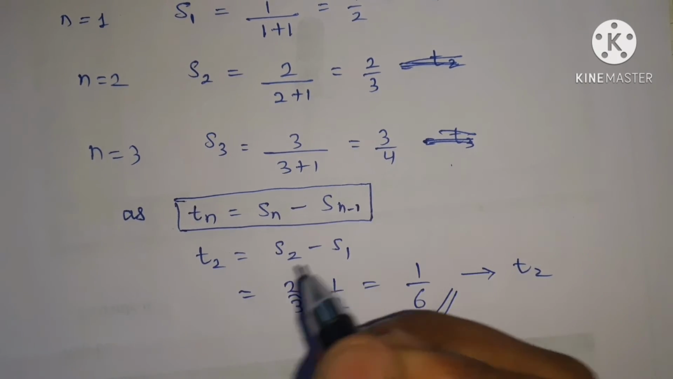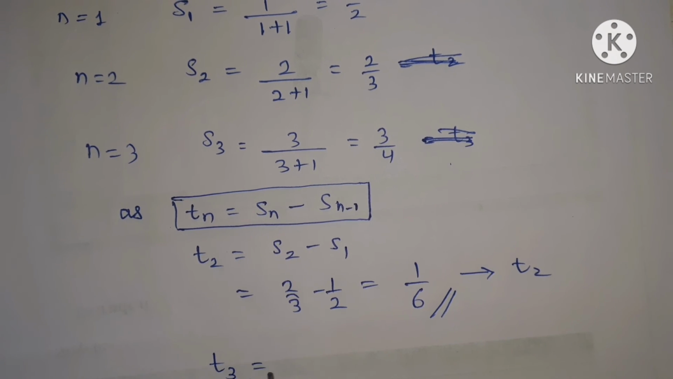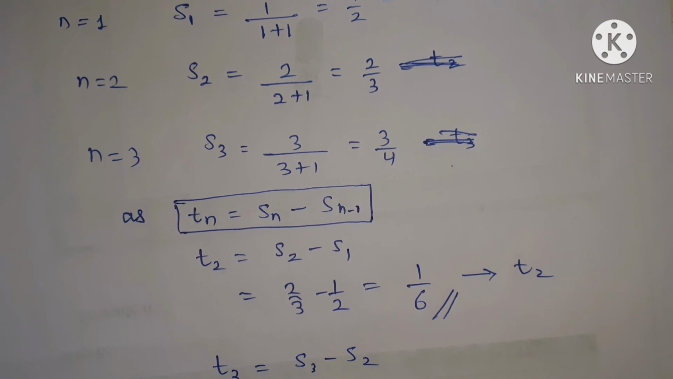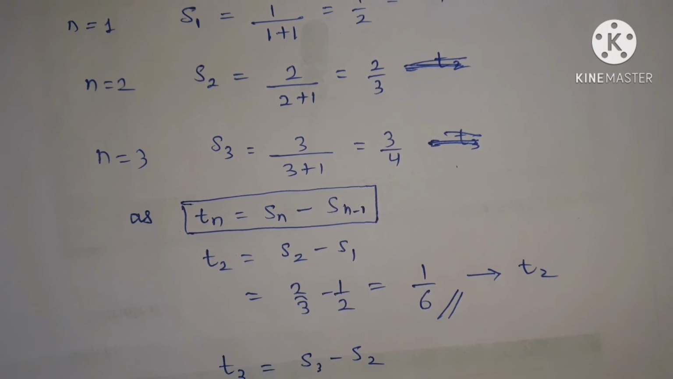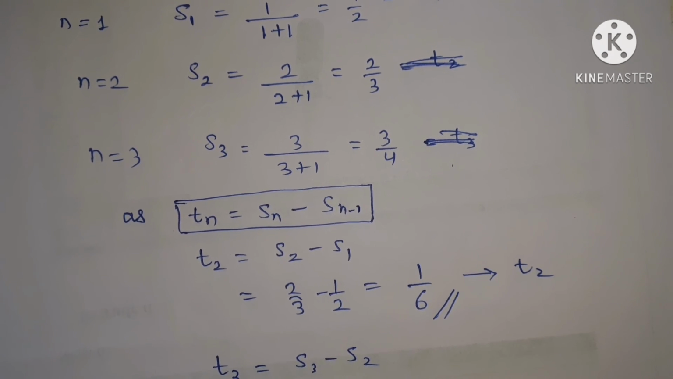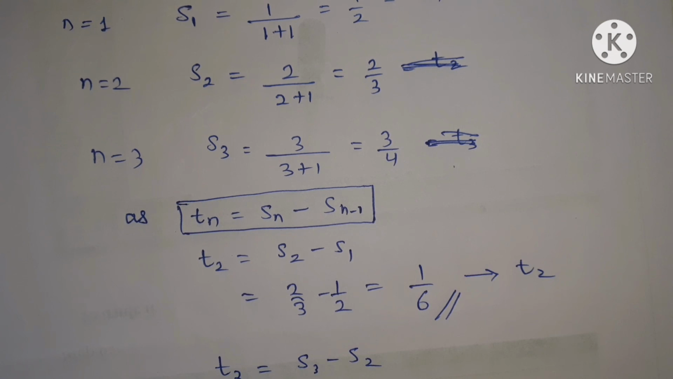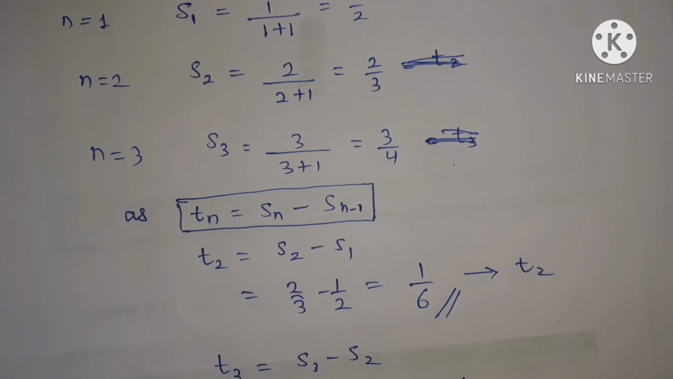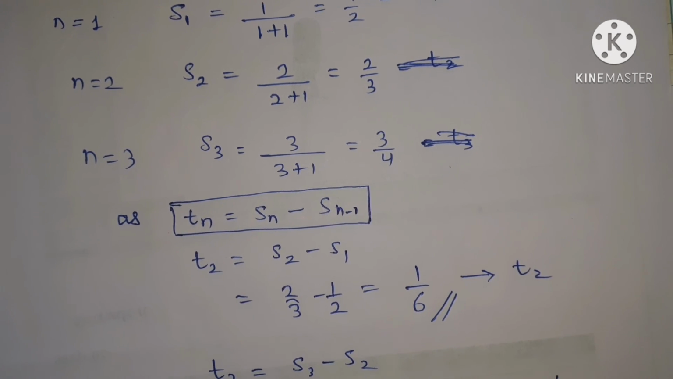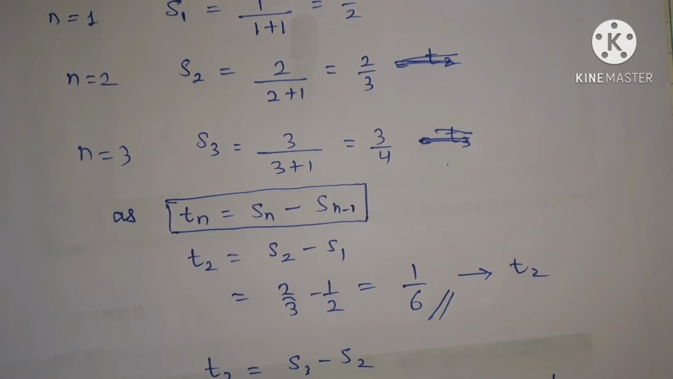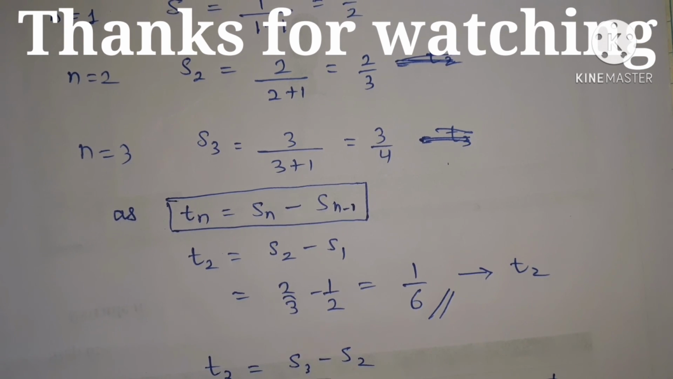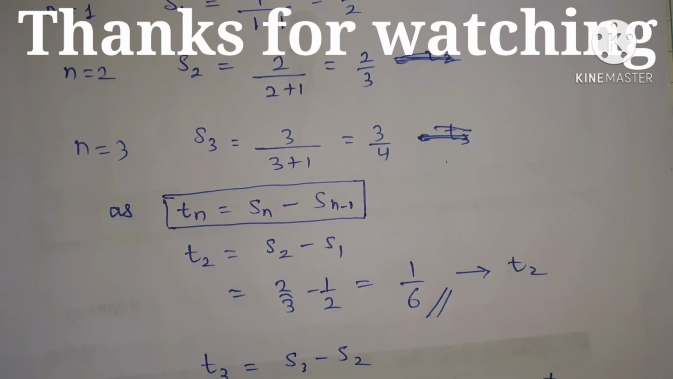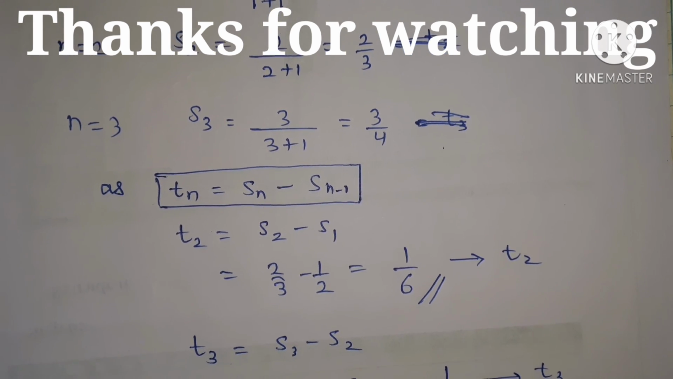Are you getting it? Now for T3, we can find S3 minus S2. So what is our S3? It is 3 by 4 minus 2 by 3. By making the cross multiplication, you can solve this and we get 1 by 12, which is our third term. So this is how you can solve. If you have to find the 10th term, in the same manner, you have to find S4, S5, S6 till S10. Then only you can find the T10 term. Okay.